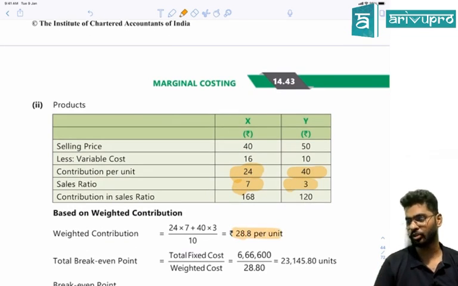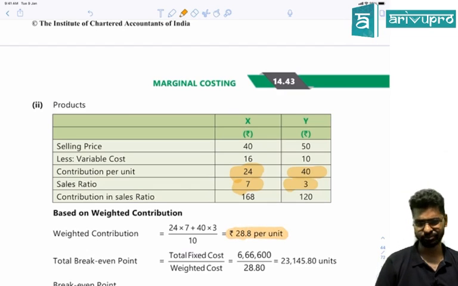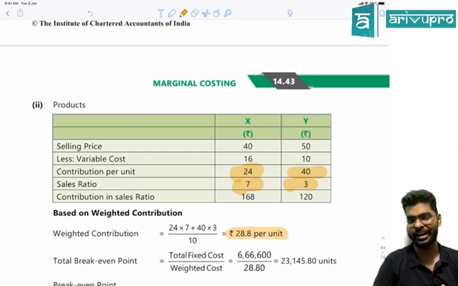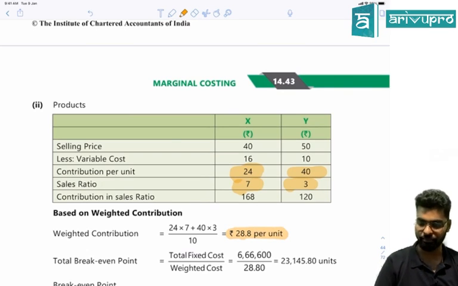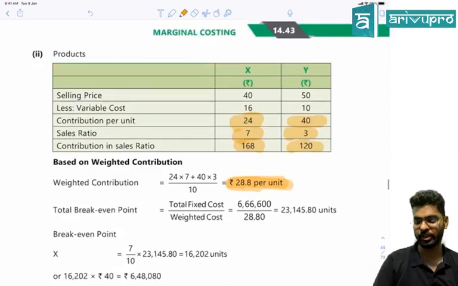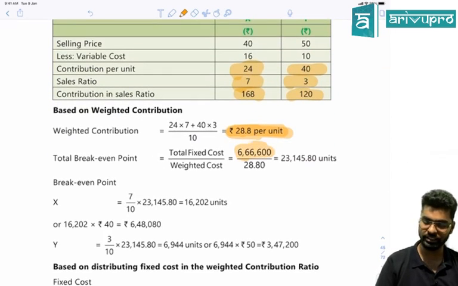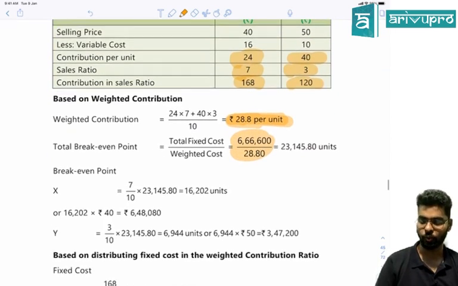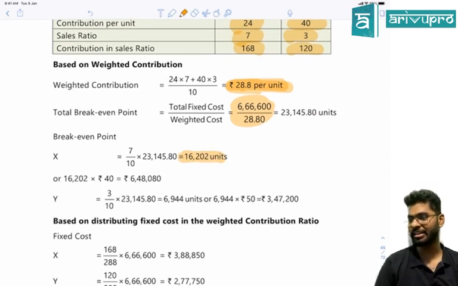Guys, I'm just running through the question because we have already done this question. Since I have two units, I have to find a combined contribution. Combined contribution is basically your weighted average. Then I'll find my break even point, that is dividing total cost by contribution. Then you will just divide it based on the weighted average. Does anyone have any problem? We have already done this question.